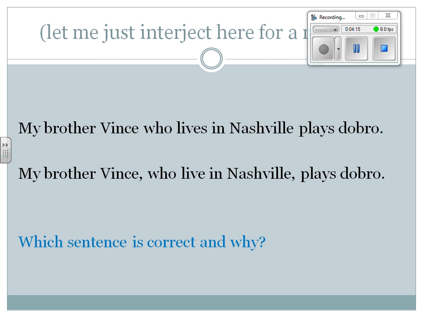Here are 2 sentences, true to my actual life, if you know me. Well, he doesn't play dobro, but my brother Vince, who lives in Nashville, plays dobro. He wants to. He doesn't actually know. My brother Vince, who lives in Nashville, plays dobro. These differ only in the inclusion of 2 commas. I asked the question, which sentence is correct and why? Trick question.